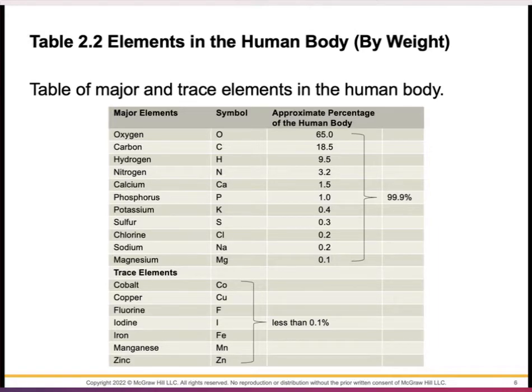Also, on this table, you'll see elements that are required in small amounts within the human body, and these are what we refer to as trace elements. And these elements are going to be your cobalt, your copper, your fluorine, your iodine, your iron, and your zinc.